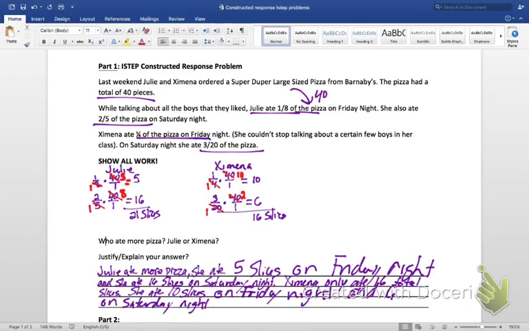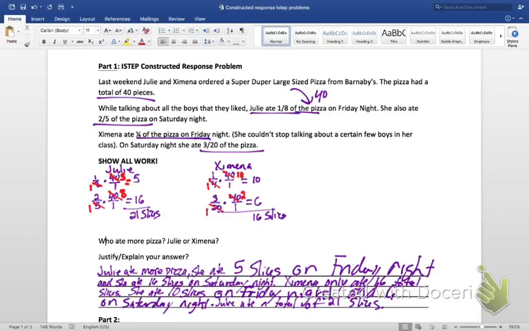I figured out that Julie ate 5 slices on Friday and she ate 16 slices on Saturday night. Jimena only ate 16 total slices. She ate 10 slices on Friday night and 6 on Saturday night. Julie ate a total, and I know you can't see it anymore, of 21 slices. Way to go, Julie. There we go. So that's what you need to have to be able to justify your answer.